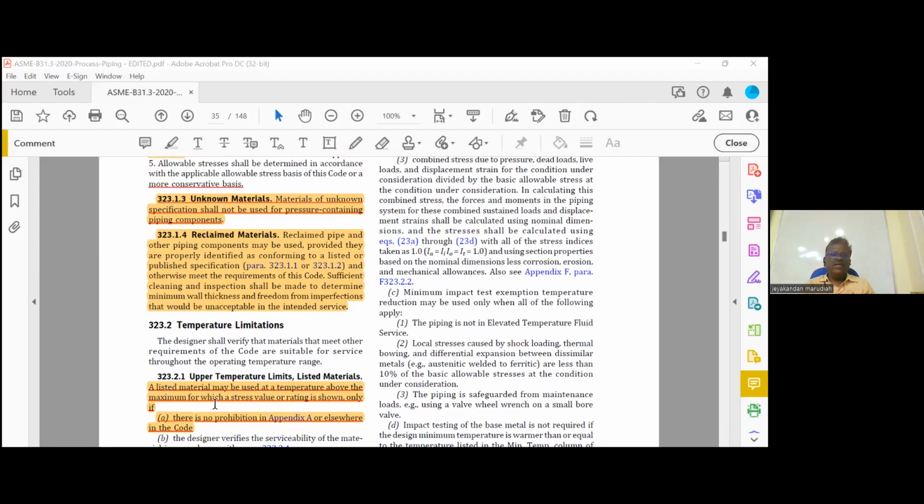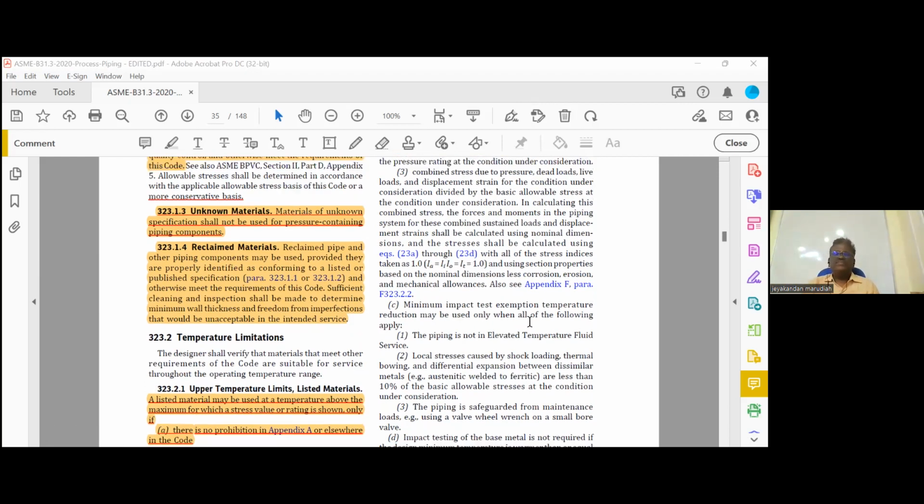A listed metal may be used at a temperature above the maximum for which a stress value or rating is shown only if there is no prohibition in Appendix A. So what is the maximum temperature we can use? The stress limit. If there is a dash, then you should not use it.